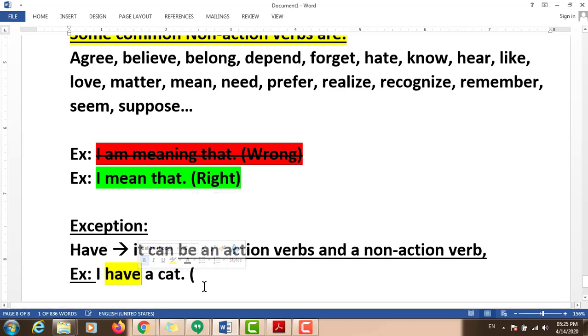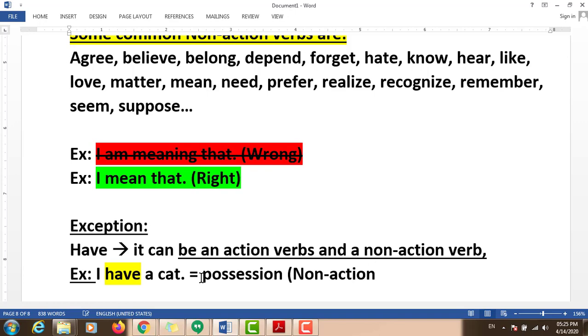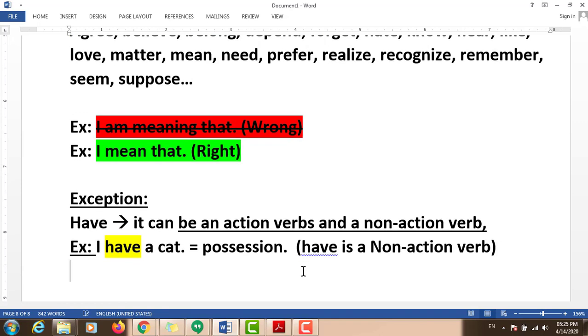This have is our verb, and we will check what kind of verb this is. And this one shows possession. What does it show? Possession means you own a cat. That means it is a non-action verb. There is no action for that. You have it, it's a possession. Okay. So what is it? It's a non-action verb. Have is a non-action verb. Okay. Let's use have as an action verb as well.